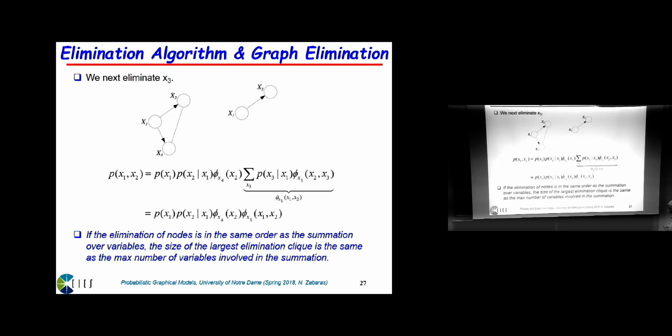So the marginal distribution is p of x1, p of x2 given x1, and two potentials, one depends on x2 and one depends on x1 and x2. And again, the subscripts tell me the nodes that I summed or eliminated as the algorithm was proceeding.